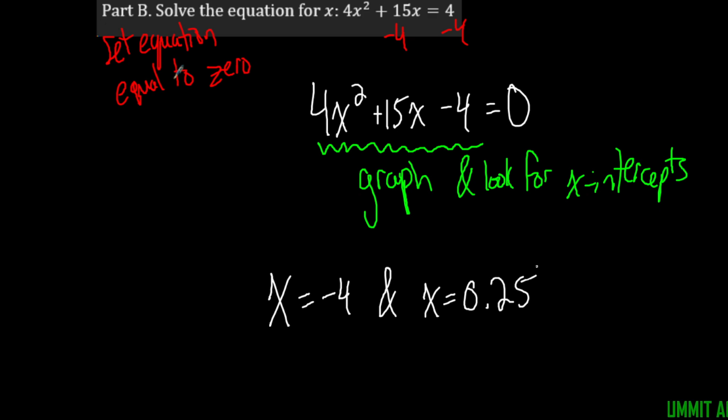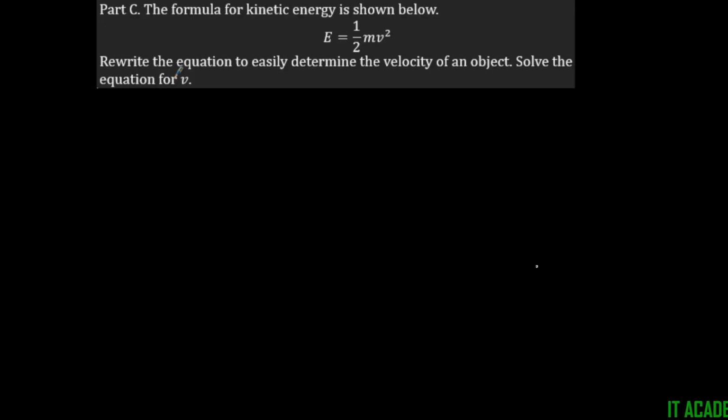All right. So again, on this back part where there's 4 parts, I need at least 3 out of these 4 parts. So even if you struggle with them, that's okay. Again, make sure you're seeing how to do them. So for part C, it says the formula for kinetic energy is shown below. Rewrite the equation to easily determine the velocity of an object. That just means solve the equation for V. And so our end goal is V equals something. So we should have that V is all by itself.